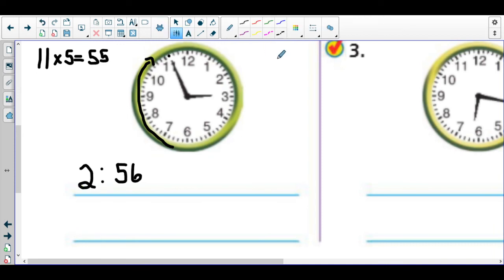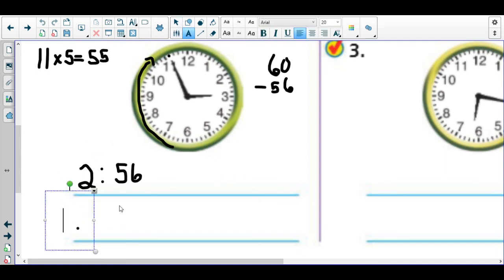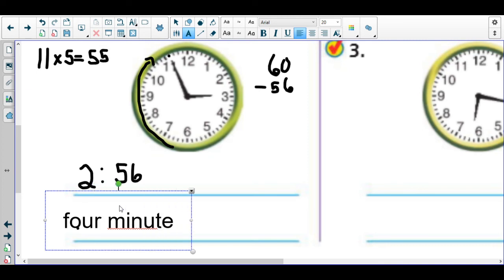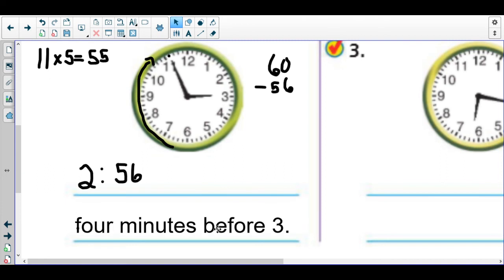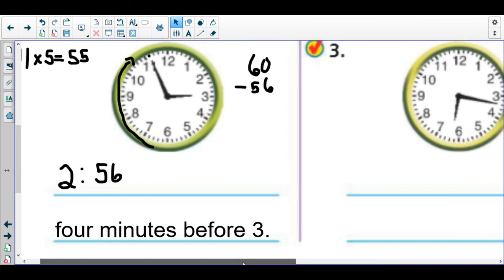So I'm thinking to myself, okay, 60 minus 56. I would write that as 4 minutes before 3. In 4 minutes, it will be 3 o'clock. So 4 minutes before 3. Next one.